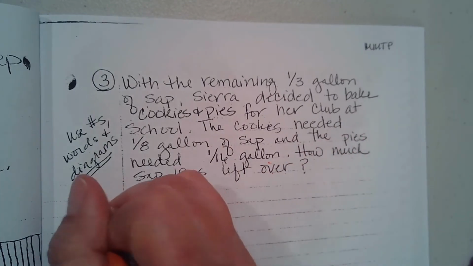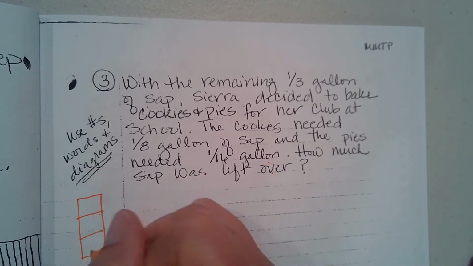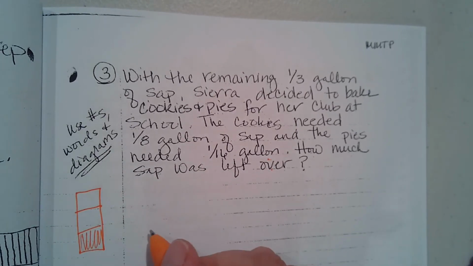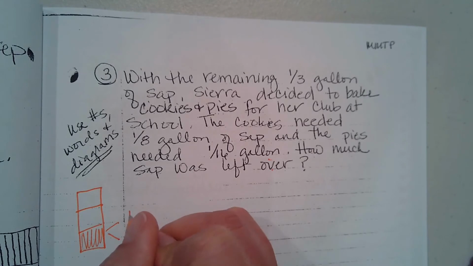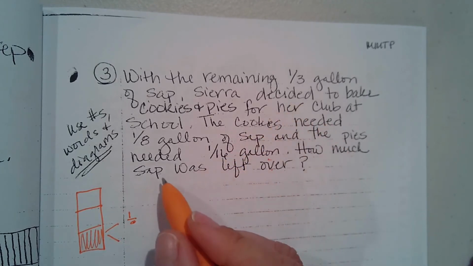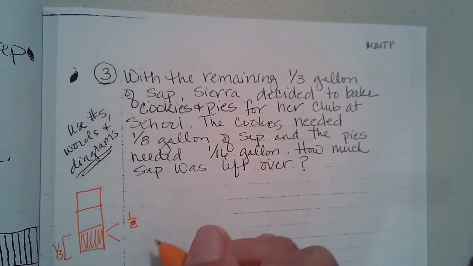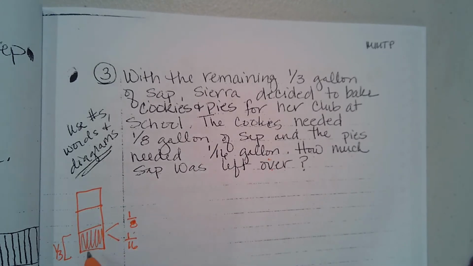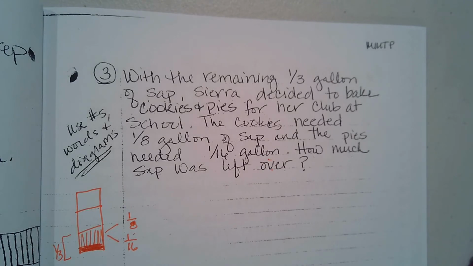Okay, so let me draw a little picture. So this is what she has. 1/3 of a gallon of sap. Sierra decided to bake some cookies. So inside here, she has 1/8. Wait, no, sorry. Yeah, she has an eighth because this is 1/3 over here. She has 1/8 and 1/16. So after using 1/8 and 1/16, how much is she going to have left over? That's what we want to know, right?